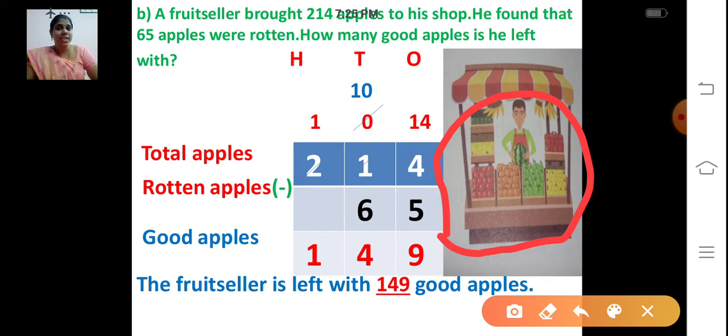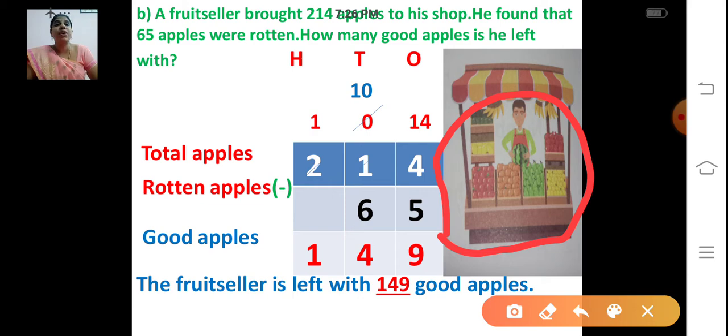Bad. It is not good. So it is not good to eat. So 65 apples were rotten. Can he sell those apples? He has to take them away, right? If it is not good, what does he have to do? So that 65 he will take out, right? Correct? Now, how many good apples?